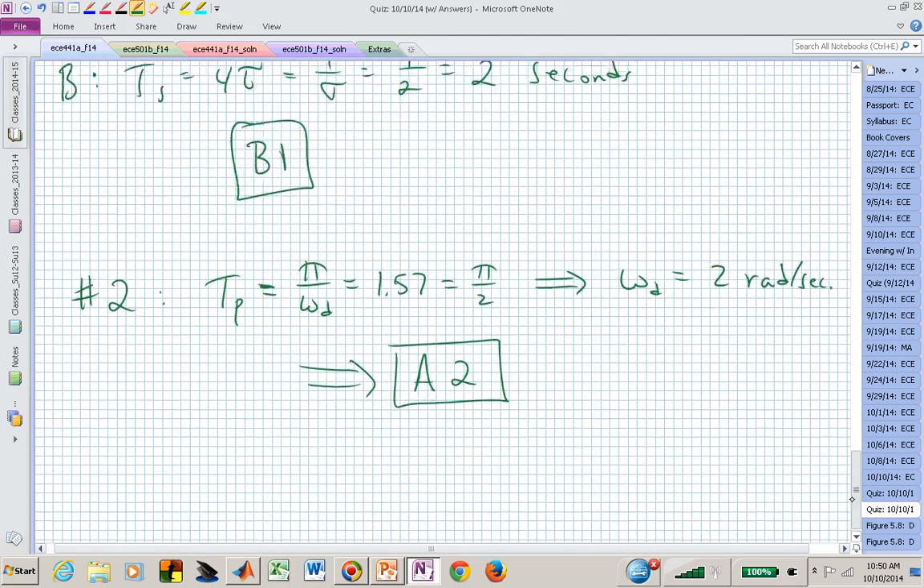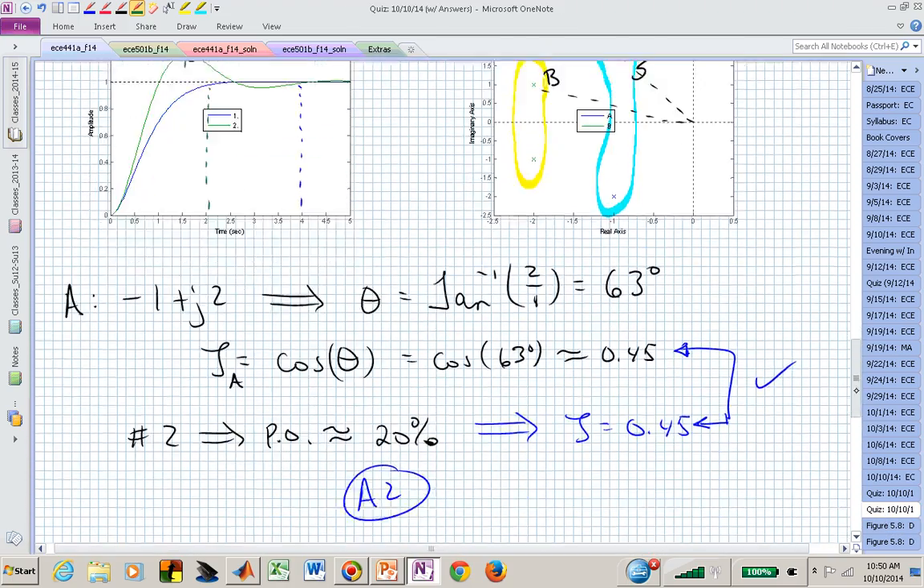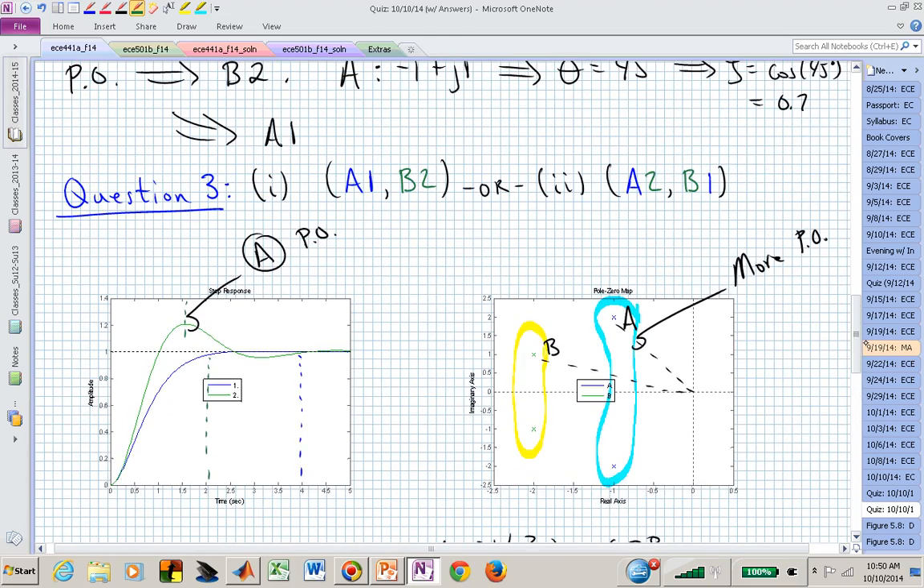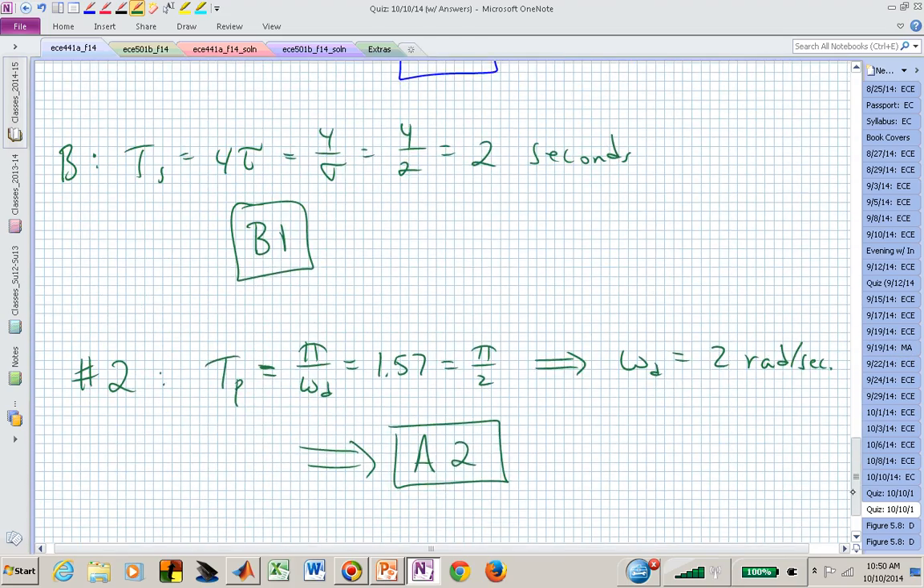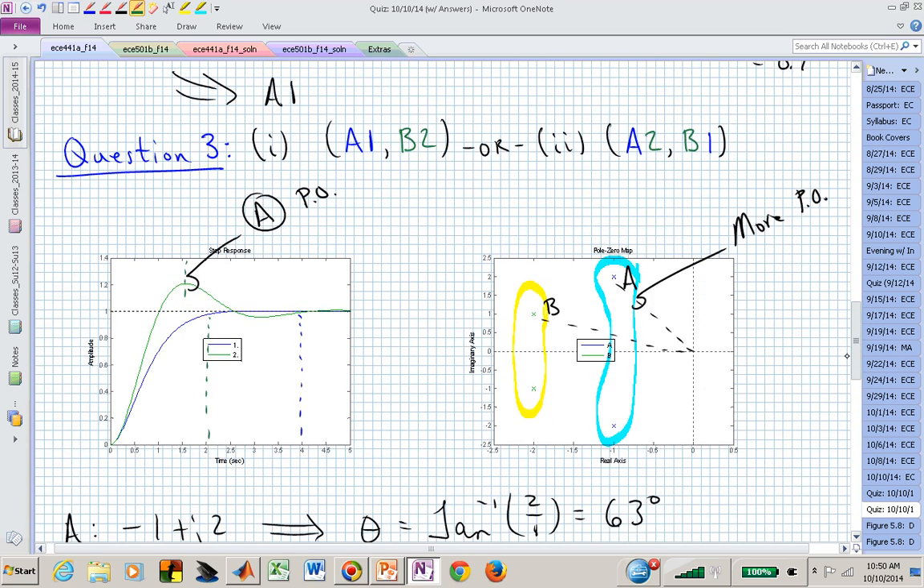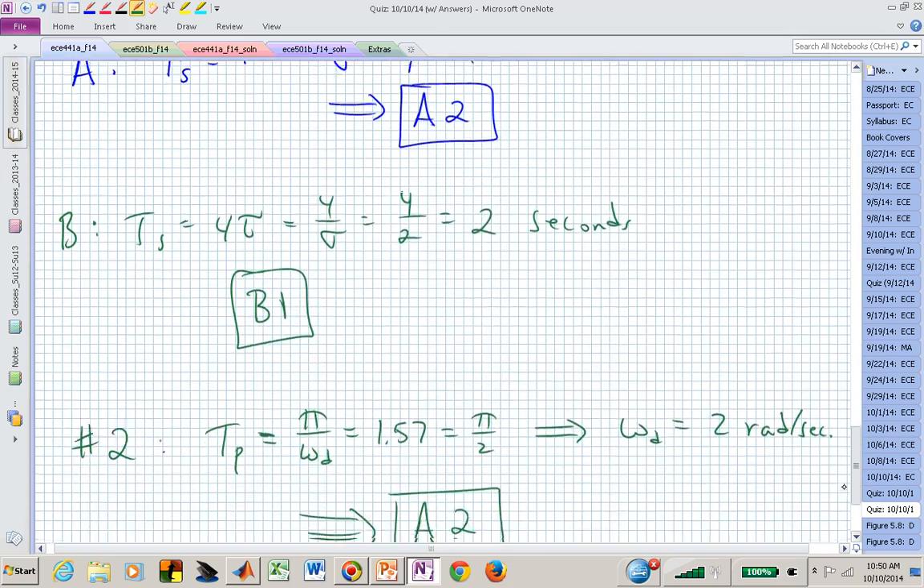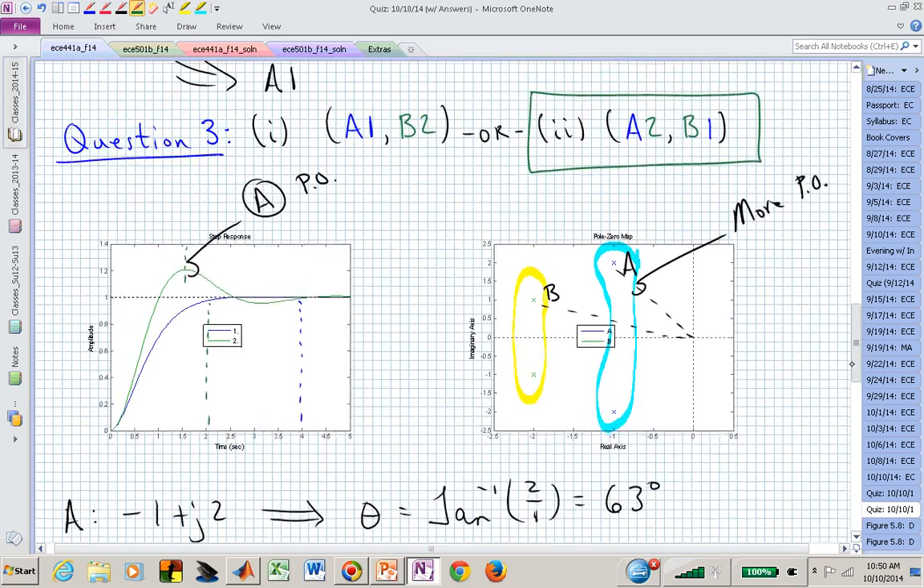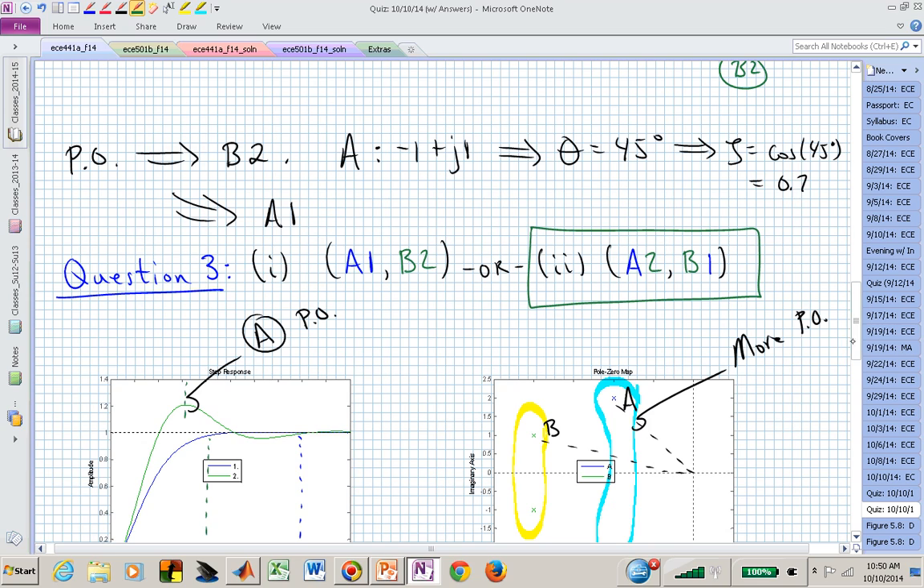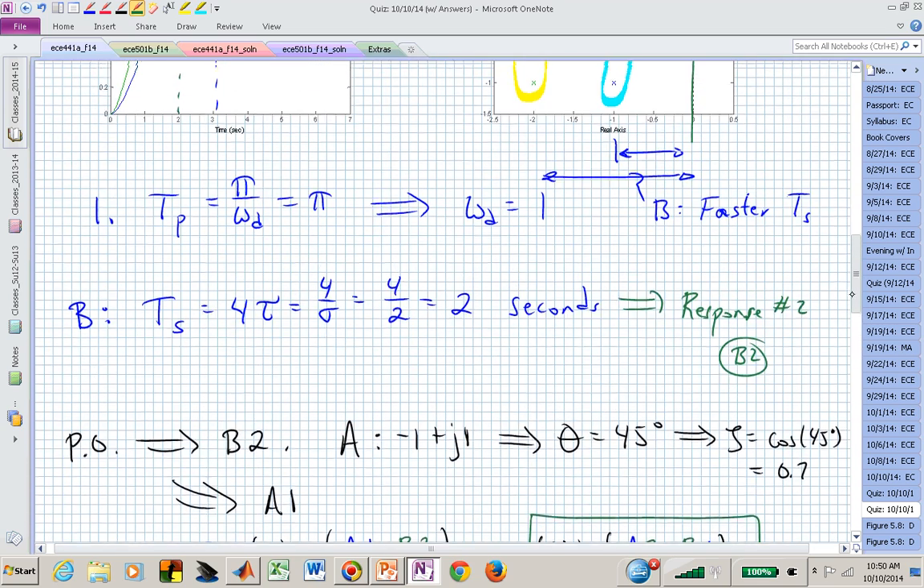Meaning the answer to question number 3 is going to be A2 and hopefully B1. So this is now A2 and B1, or response number 2 for that particular question. And that should then give us the answers to our quiz.